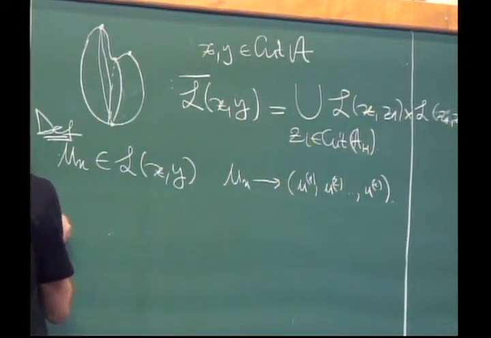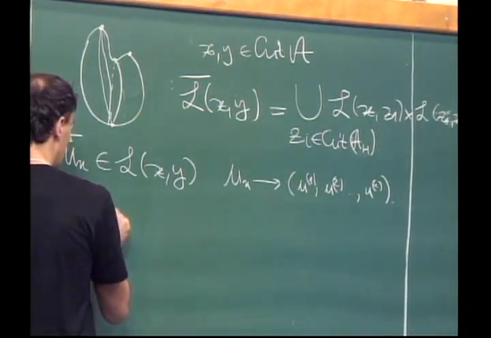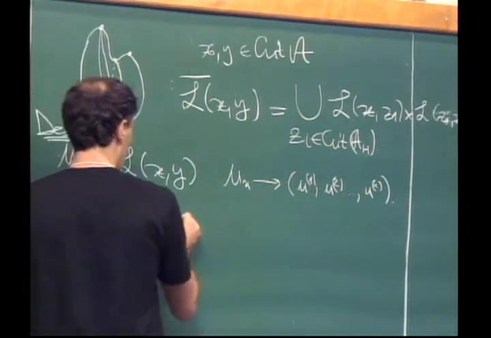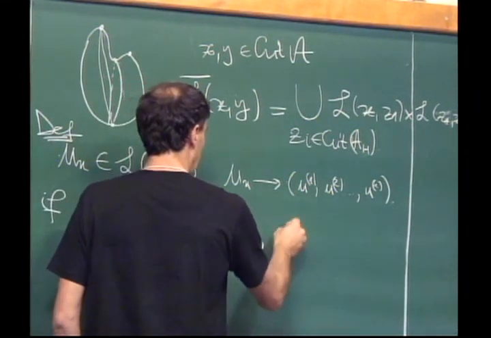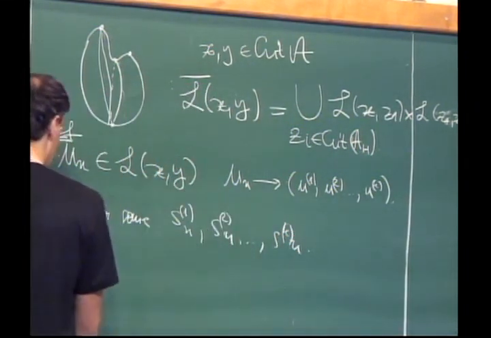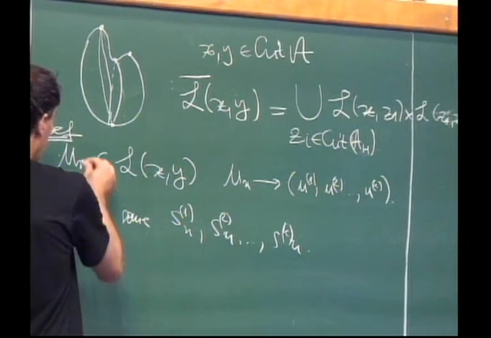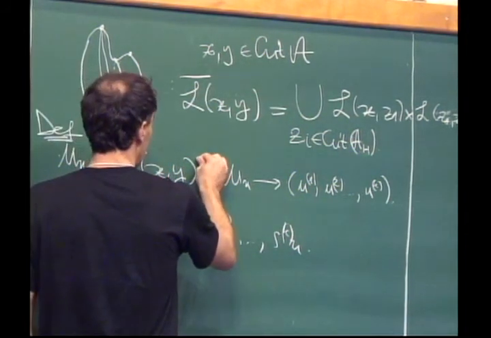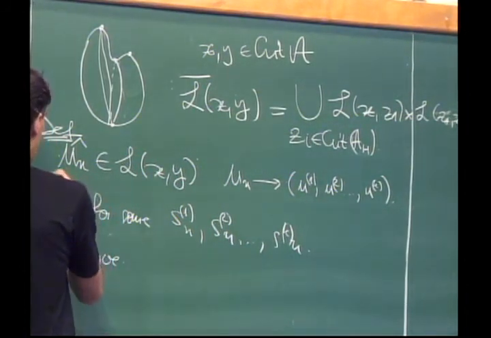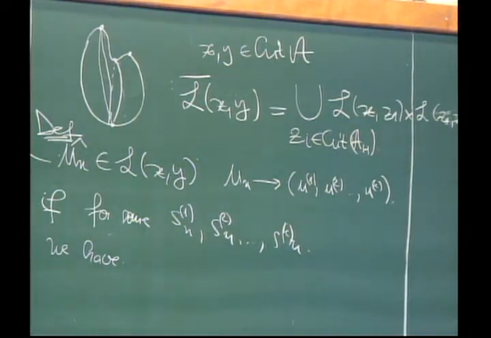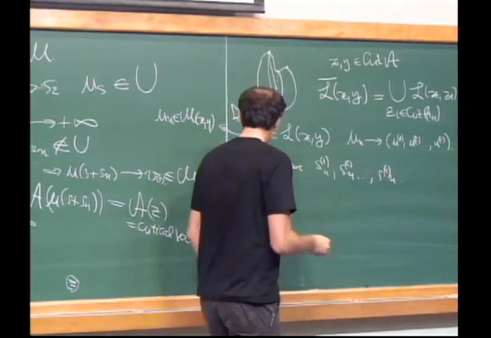So this is, by definition, if there are some real sequences S1n, S2n, ..., Skn, we have, actually, I will denote this by U hat, and UN will be a representative in M(X,Y).